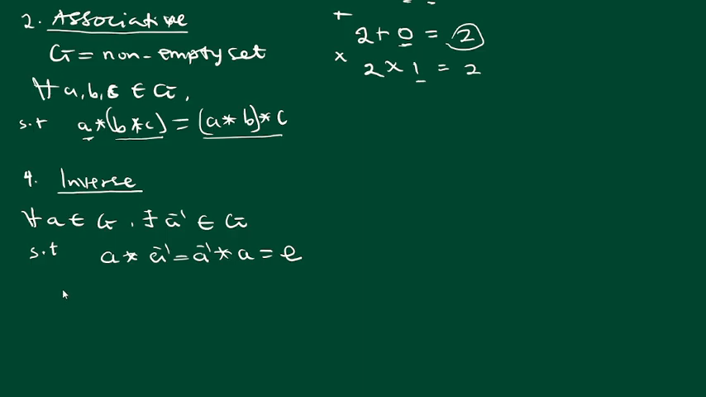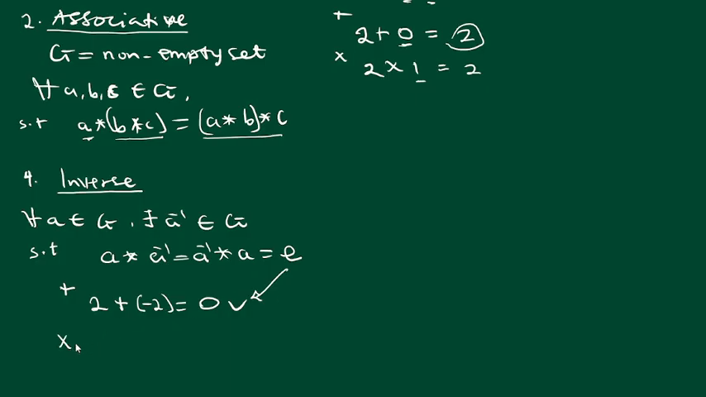So let's see. If this is performed under addition, if I have 2 adding to a certain number, it should give me the identity element for addition, which happens to be 0. So clearly, this is going to be -2. If I add 2 to negative 2, it gives me 0, which is the identity element for addition.